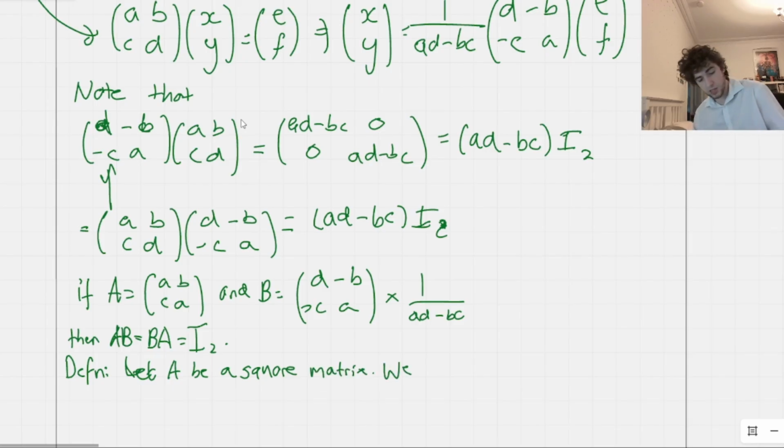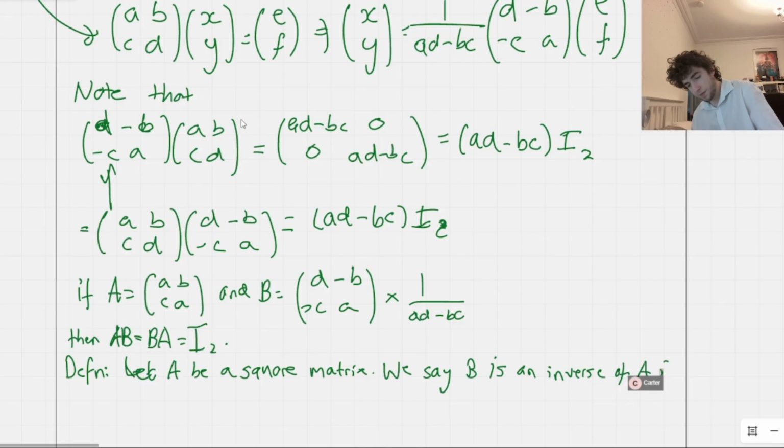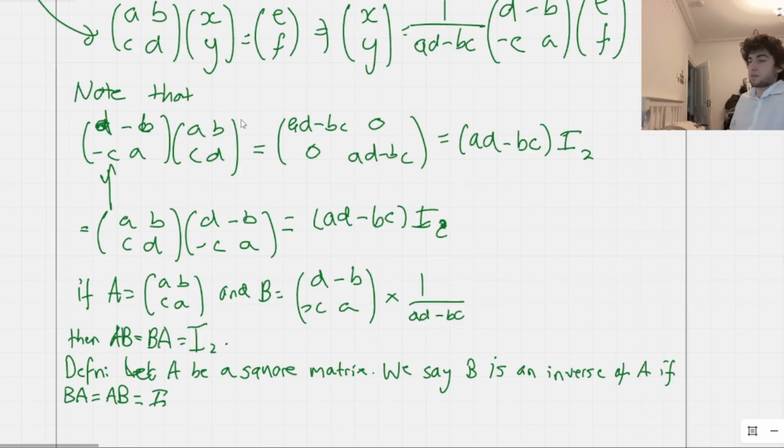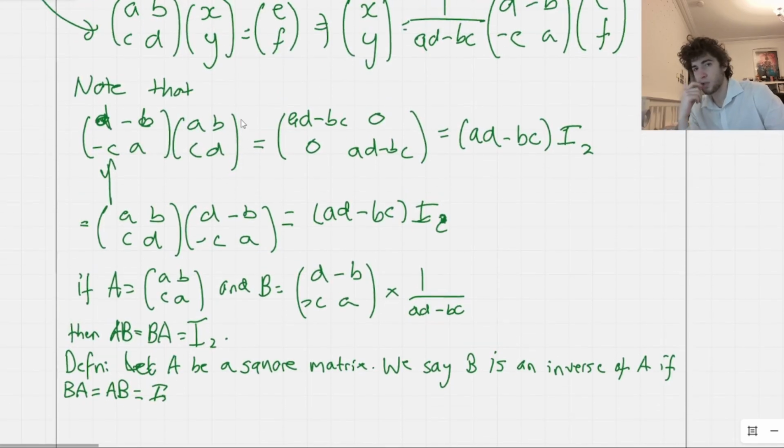Now we can define B to be an inverse of A. We say that B is an inverse of A if BA is equal to AB is equal to the identity matrix for the given value of n. Because A is n by n, it's a square matrix, and so whichever value of n you're considering is going to be the size of this identity matrix. And it holds for all possible positive integers n that you can consider. So this is what it means.